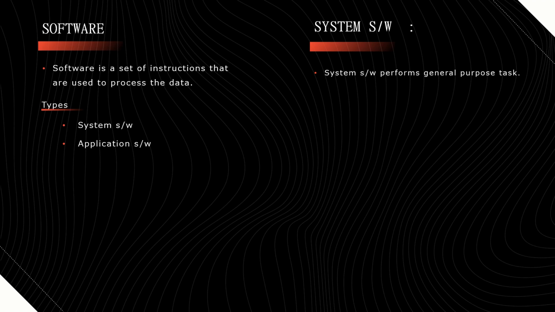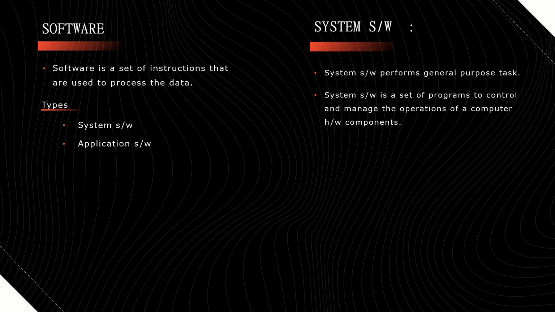Hence, we can say that system software is used to perform general purpose tasks. Means, not for a single task, it can perform a number of tasks. We don't have a single hardware part, we have a number of hardware parts in our computer system, right? So, system software is not used to run a single hardware part, it is used to run different hardware parts. That's why system software is general purpose software.